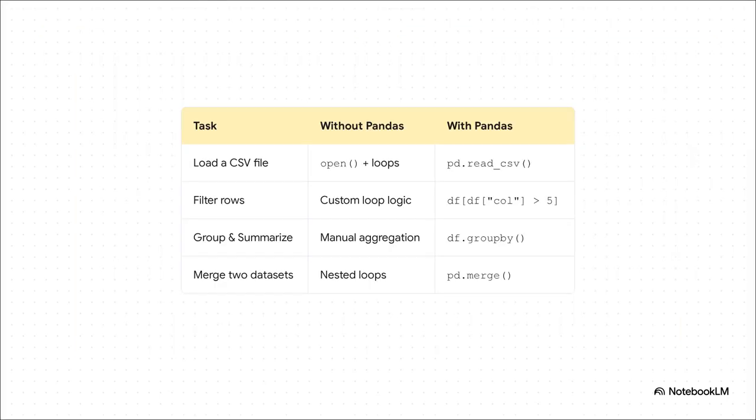I mean, look at loading a CSV file. The old way meant opening files, writing loops. With Pandas, it's one command, pd.read_csv. Boom, done. You want to filter rows where some column is greater than 5? Instead of a clunky loop, it's a single, super readable line of code. Grouping data, merging tables, tasks that used to be a headache are now incredibly simple.